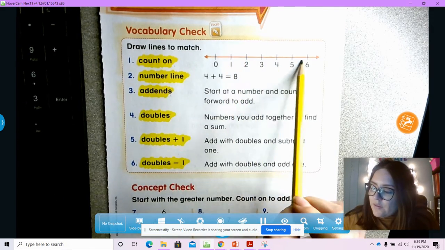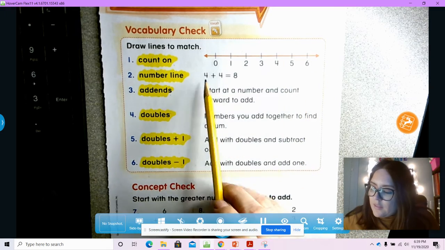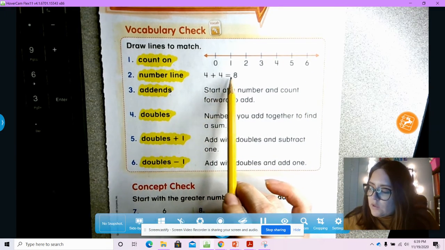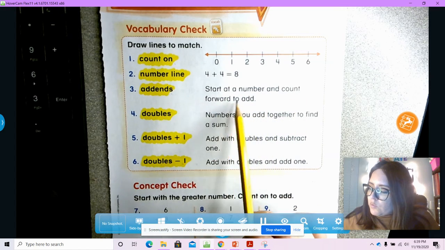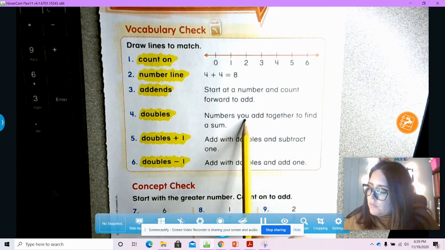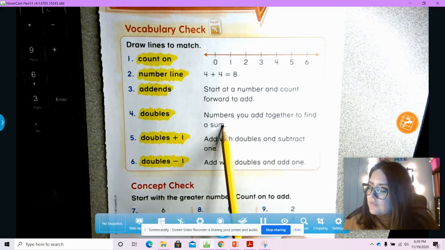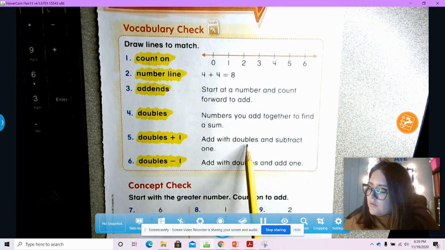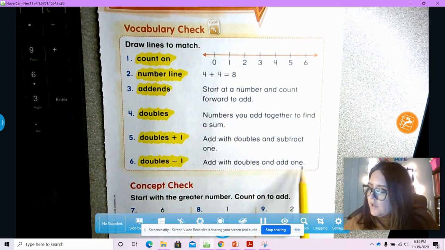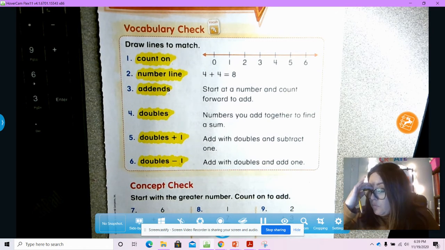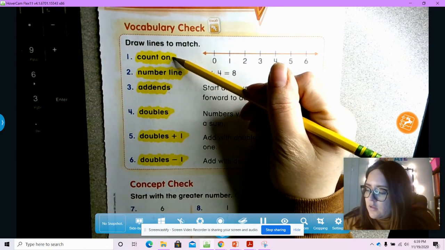Here we have this line. Then we have 4 plus 4 equals 8. Start at a number and count forward to add. Numbers you add together to find a sum. Add with doubles and subtract 1. Add with doubles and add 1. So let's start with count on.